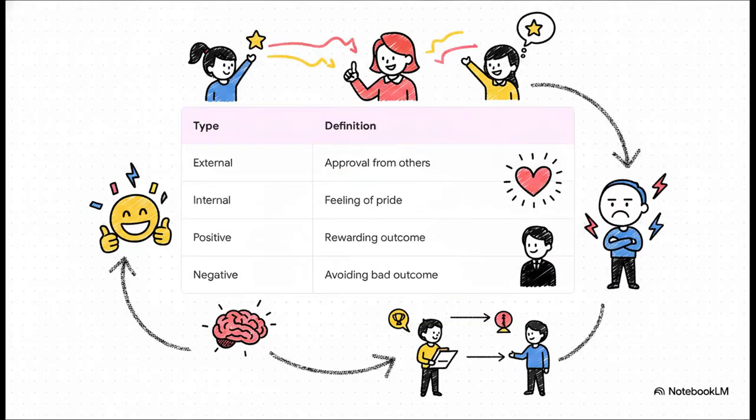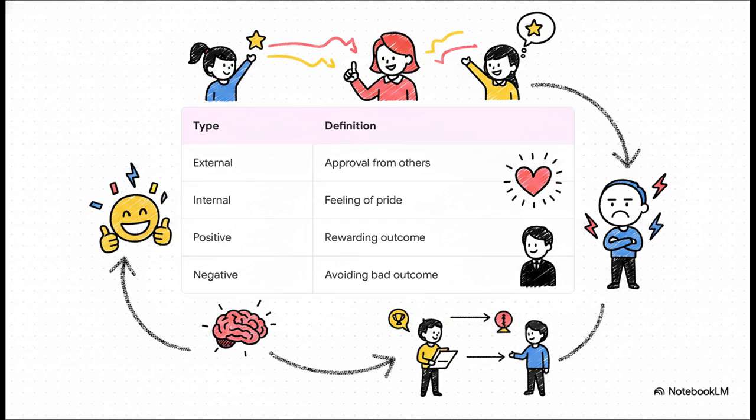Let's zoom in on that final step for a second. Motivation. Our motivation is heavily driven by vicarious reinforcement, which basically means what we watch happen to others. This can be external, like a student seeing a classmate getting praised by a teacher for asking a really good question. The observing student thinks, hey, I kind of want that praise too, and is motivated to speak up.